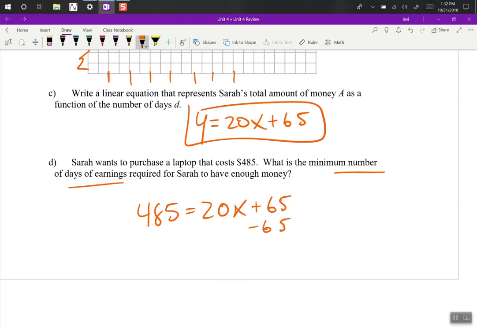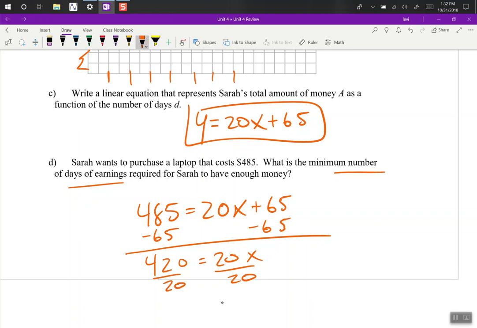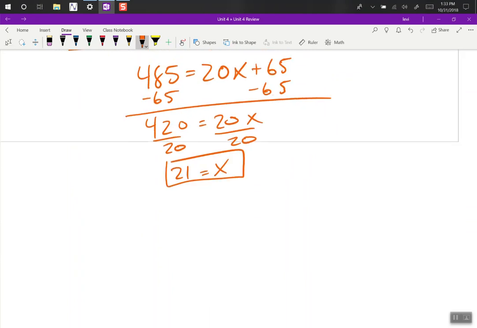Subtract 65. 420 equals 20x, divide by 20, divide by 20. So x equals, well, 20 goes into 100 5 times, so to make 400 that would multiply by 5, so multiply by 4, so that would be 5 times 4, which is 20, and another one, so that would be 21 days. And that's it.